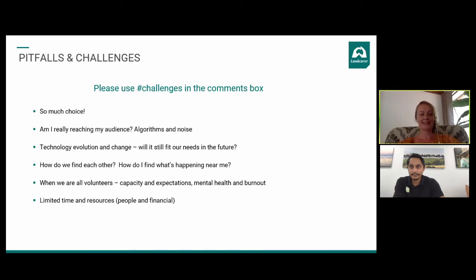Another issue is, as these platforms have evolved and people are on lots of different places and using lots of different tools, we're competing with lots of different information. How do we actually find each other? This is an issue that comes up a lot when I'm working with new volunteers who are looking for opportunities to get involved. A simple search online on a social media platform just doesn't always cut it in terms of finding what's happening in their local community, what's happening near them.